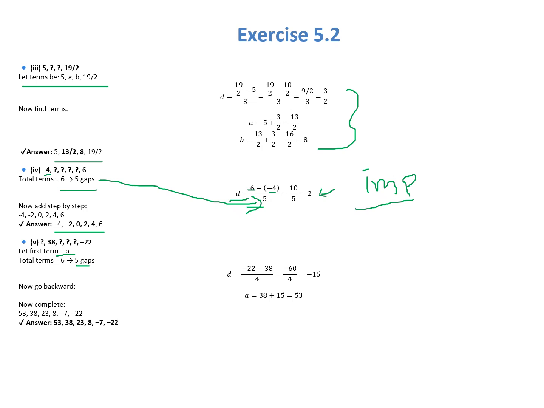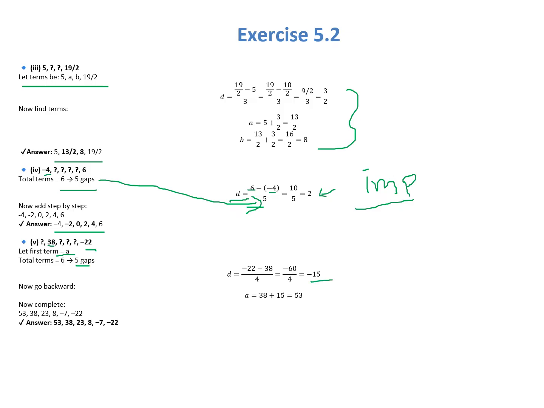But we have been given 38 as the first term. So in this case, if we go with 38 as the first term, then we have 1, 2, 3, 4 gaps here. So we'll apply this formula because we have to take 38 as the first term and minus 22 as the last term. So D is equal to minus 22 minus 38, the last term minus the first term, with respect to this series. When we apply this, we get the answer D as minus 15.